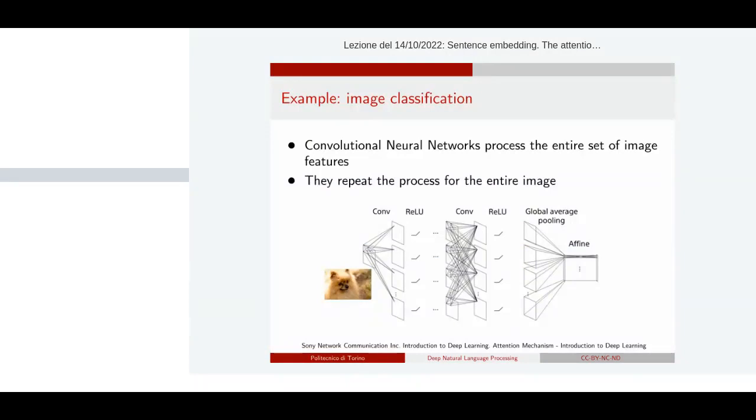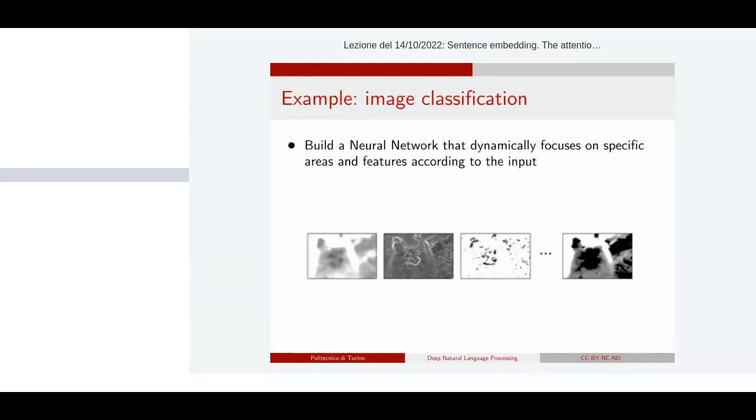What we do, for example, in image classification, as I told you, is to process the entire set of features and do the optimization, the gradient descent, using a set of convolutional layers. We can, of course, repeat the process on the entire image, but this results in poor performance and also in a waste of computational resources. We want to build a network that dynamically focuses on specific features which are automatically derived by the network. So we no longer want to rely on human-generated, human-selected features.